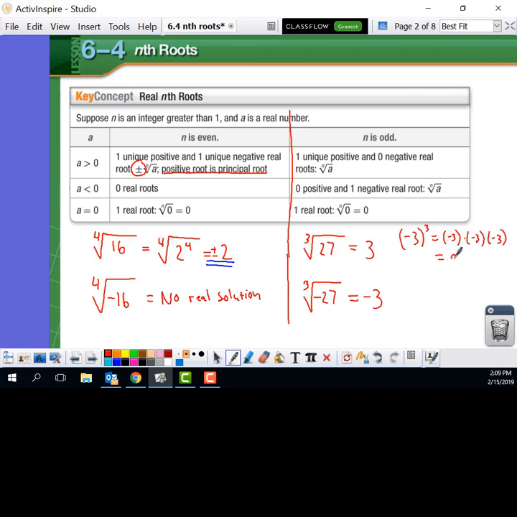Negative 3 times negative 3 is positive 9, but I still have to multiply by a third negative 3, which gets us to negative 27. So it is possible when you have odd roots to have to take the root of a negative number. It's not necessarily a problem. Okay? All right, so let's practice simplifying some of these nth roots.